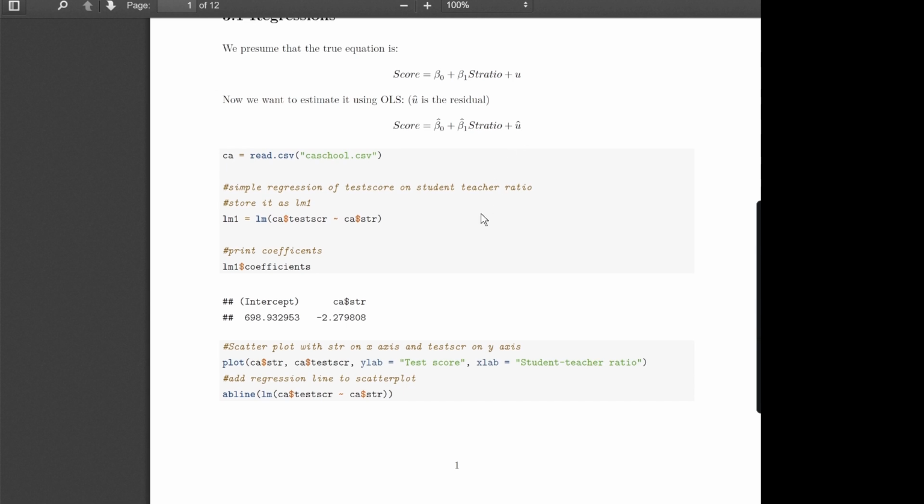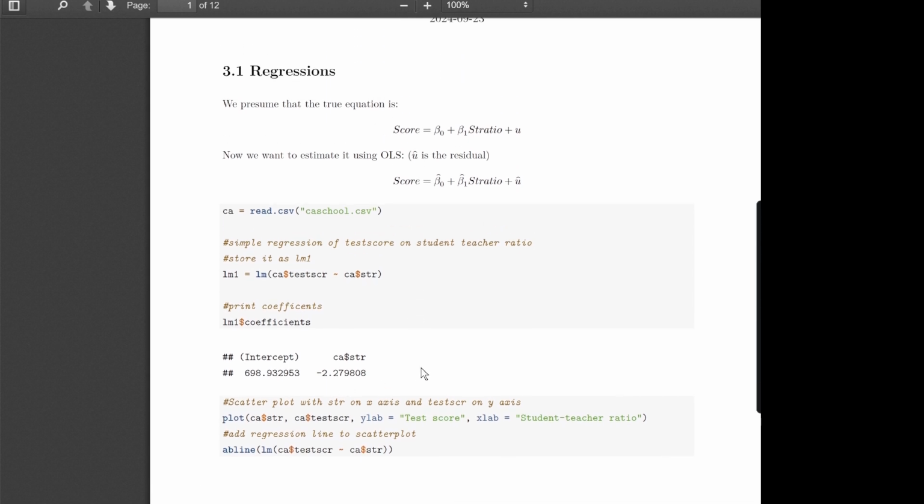And we use OLS to estimate this equation. We use the right equation here, basically, and you have two estimators with the hat: beta 0 hat and beta 1 hat. First you can load this CA school data set, which I sent to you. And you can use lm, the linear model, to regress the score on the student-teacher ratio, and you can print the coefficients.